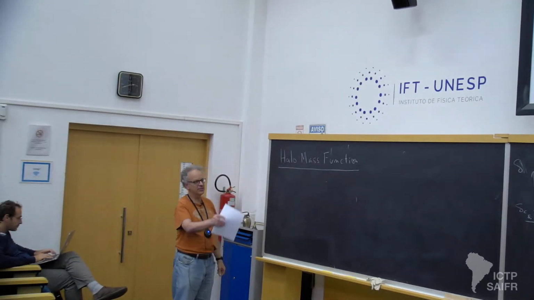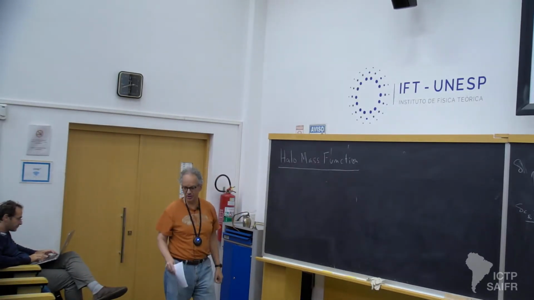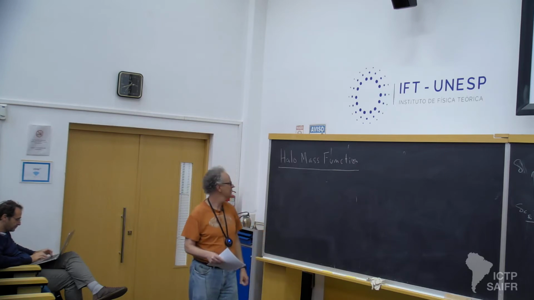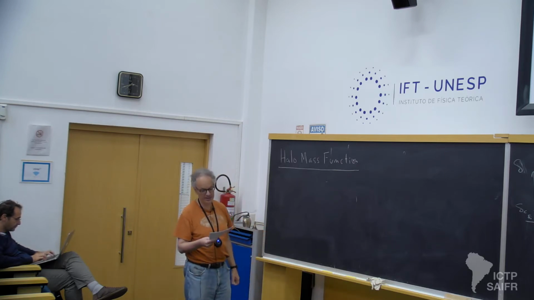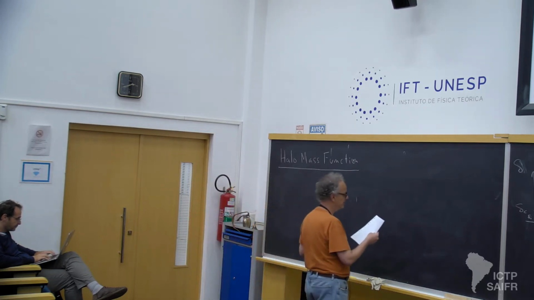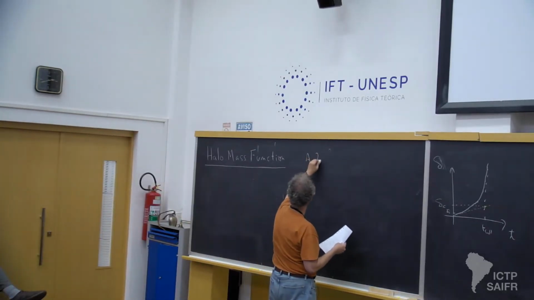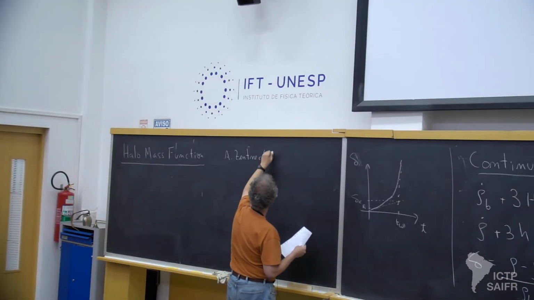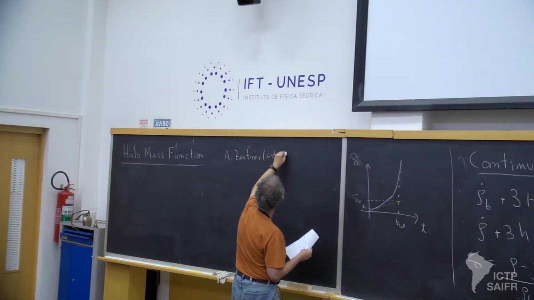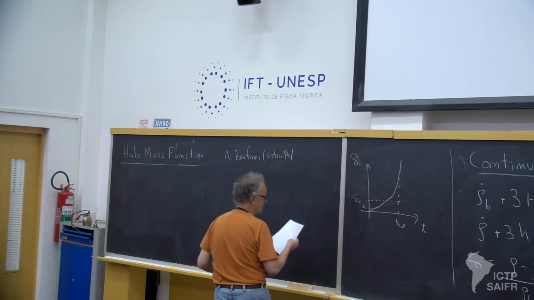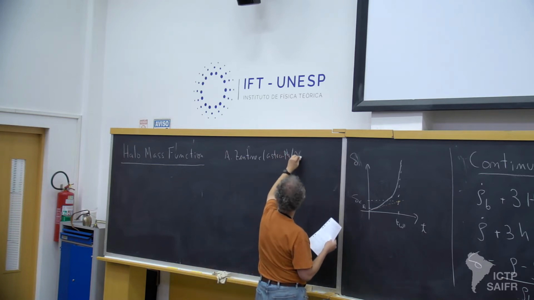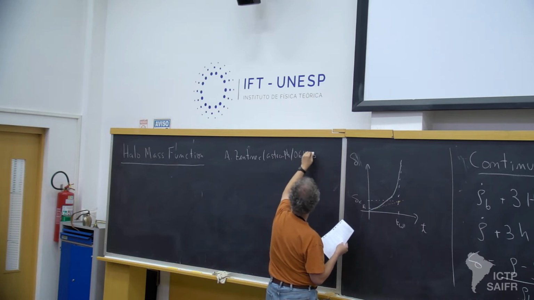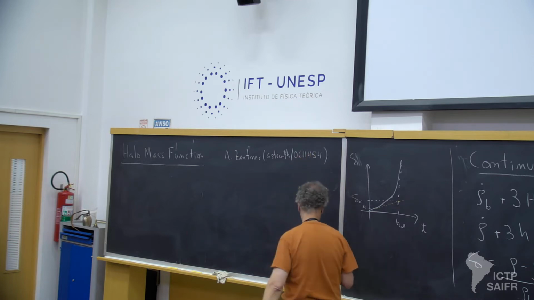I didn't give references for the spherical collapse model. There are several books that have this. For the halo mass function, there's a reference that I like a lot, and you can follow it if you want. It's by Andrew Zentner, astro-ph 0611454. It's a review article about halo mass functions.